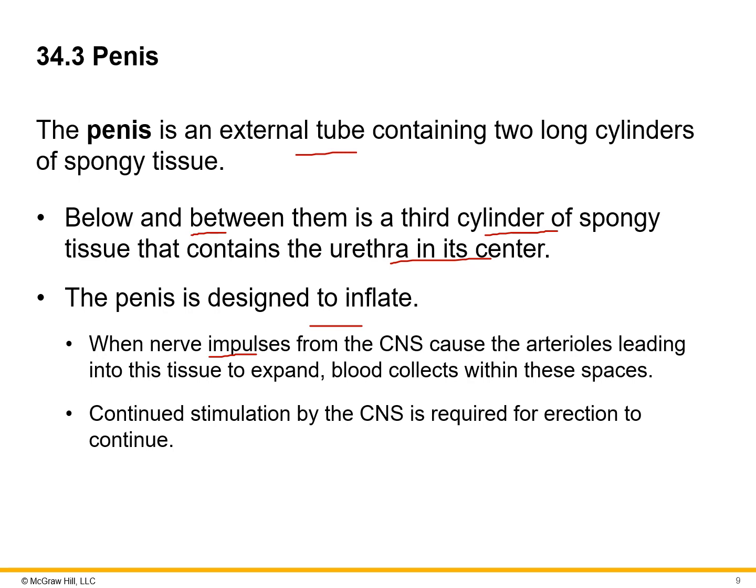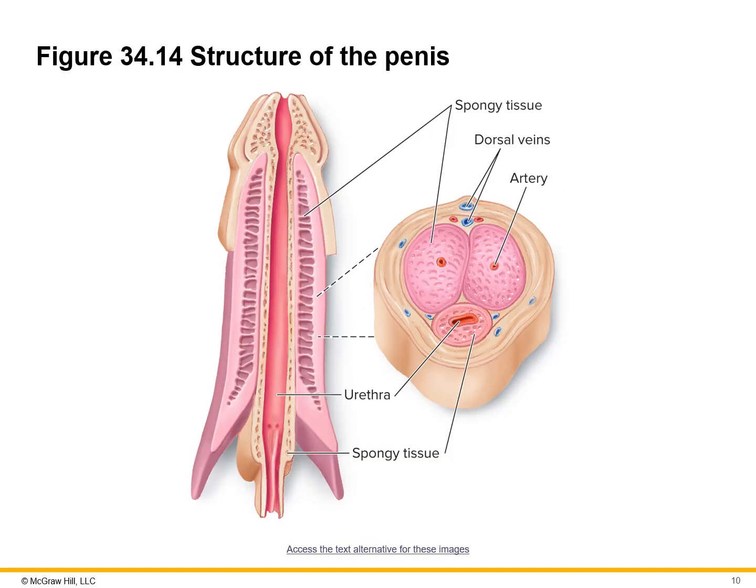Whenever nerve impulses from the central nervous system cause the arterioles, back to our cardiovascular system, the arterioles are smaller arteries that lead to that tissue. And essentially as the blood collects in all of those spaces, that's what's going to lead to the erection. So again, continued stimulation fills more of that spongy tissue with blood in those arterioles and allows that erection to continue.